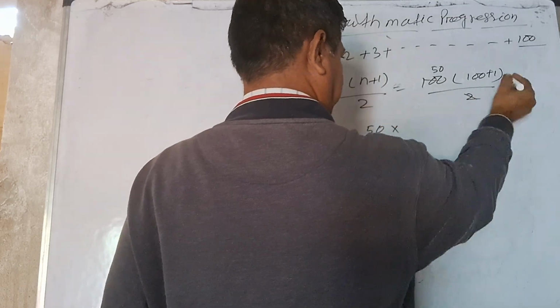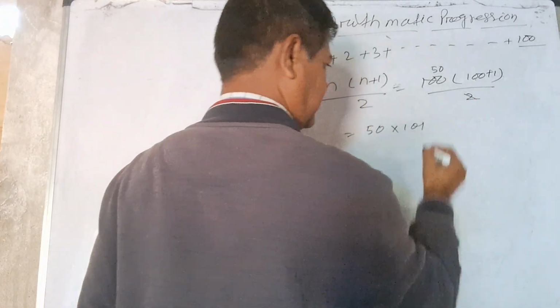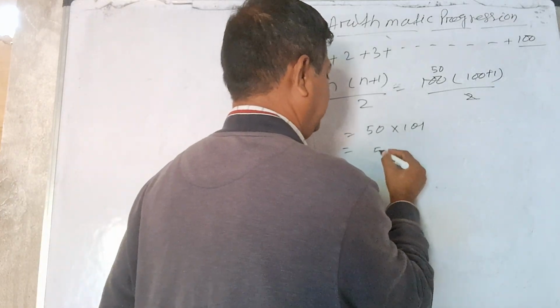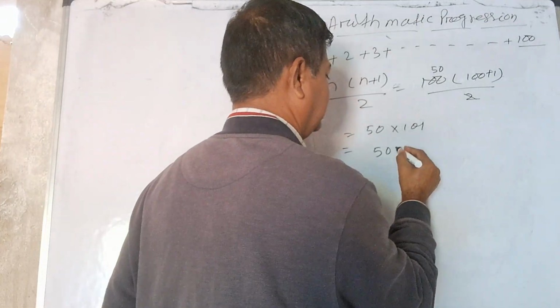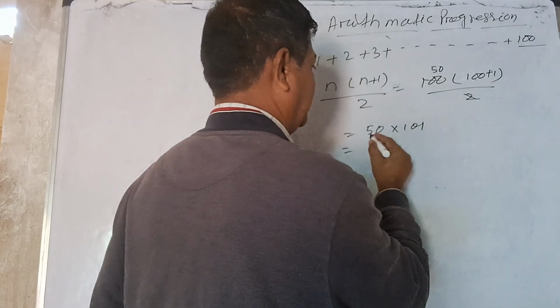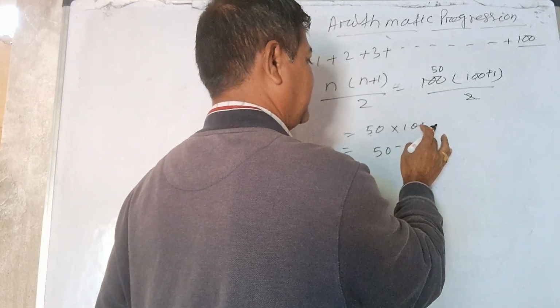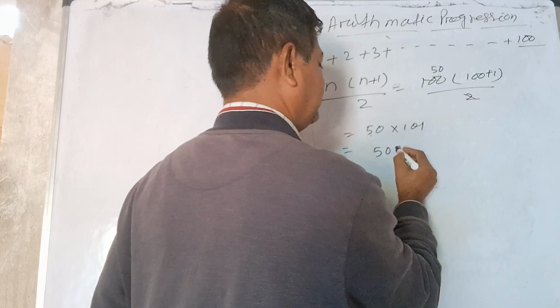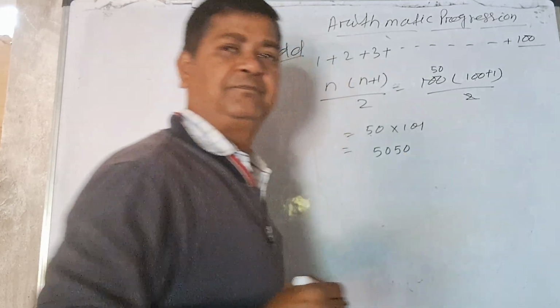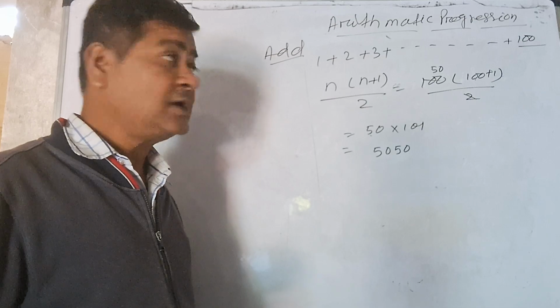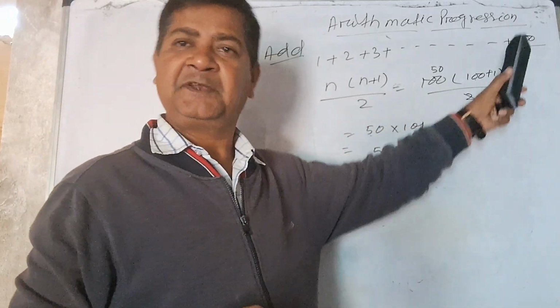50 into 100 plus 1, 101. 50 into 101, the answer will be 5050. Similarly, we can put the value of n differently.